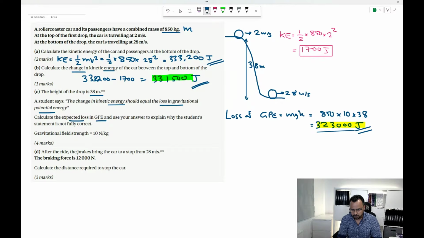After the ride, the brakes bring the car to a stop from 28. Okay, all right. The external force, Tiara, could be the accelerating force. Like this is a roller coaster. So the roller coasters usually have this rail, and they're going on it, and they're being pulled by the external force, right? Like if you go on that, the acceleration force from outside. Yeah, something like that.